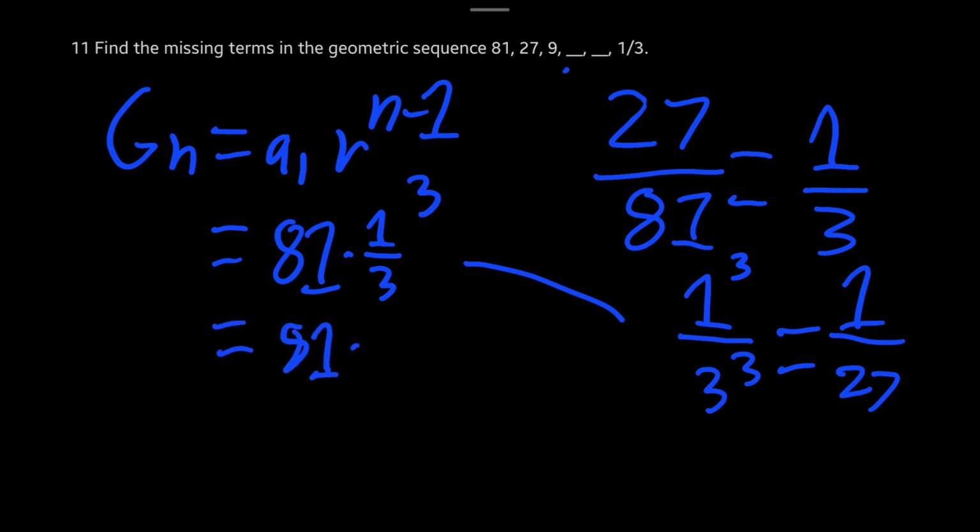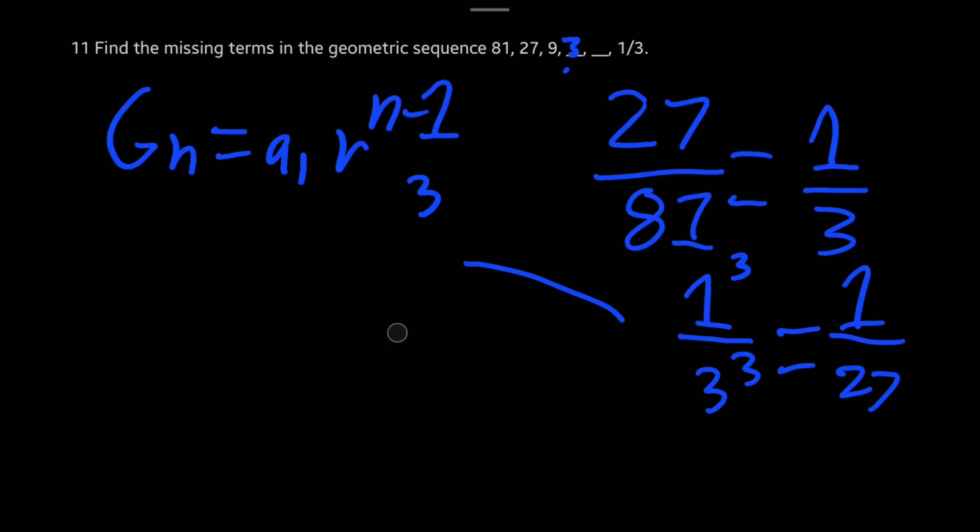So we have 81 times 1 over 27, or we get 3. So the answer here would be 3. Okay.